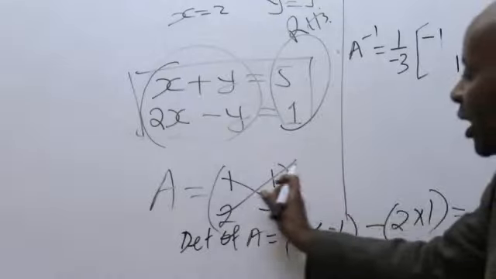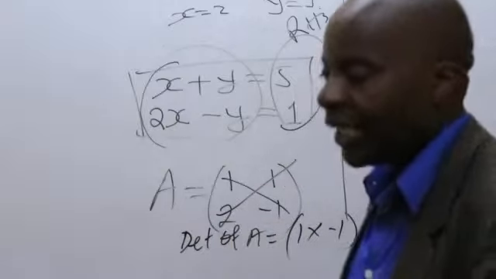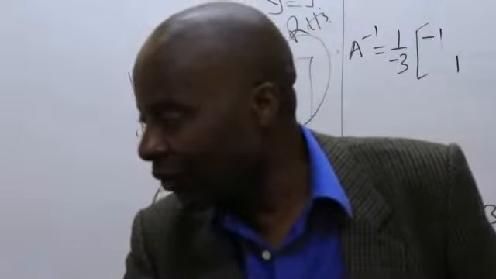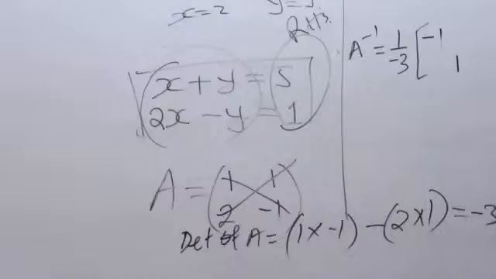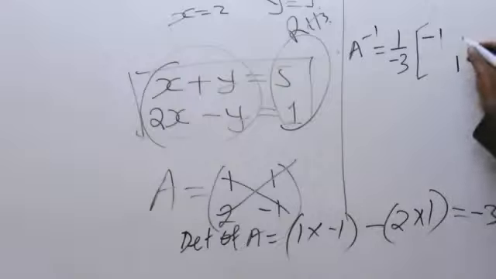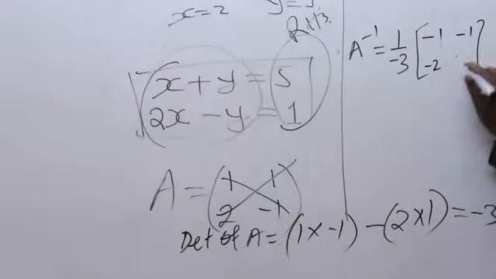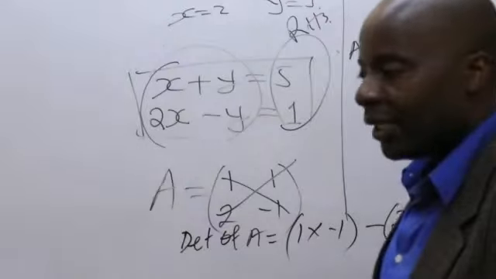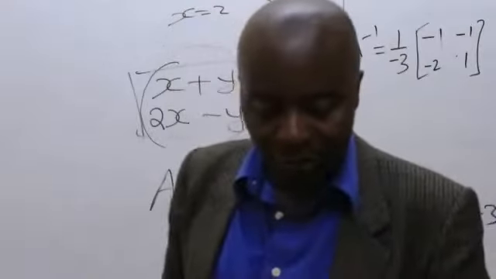And then we have the secondaries, we leave them where they are, but we change their signs. What have we said about secondary? We shall leave them where they are, but change their signs. Both of them were positives, so here both of them will be negatives. Now, ladies and gentlemen, that is our inverse of matrix A, the inverse of the base matrix.